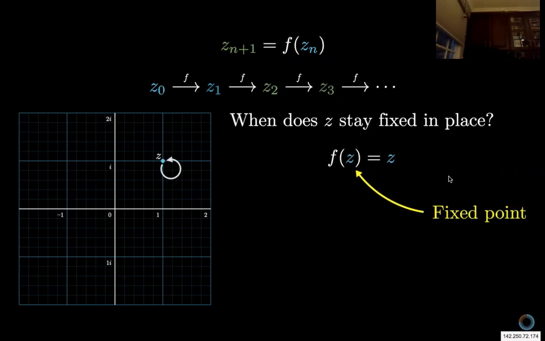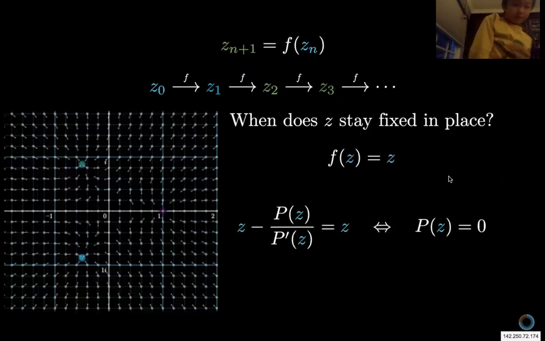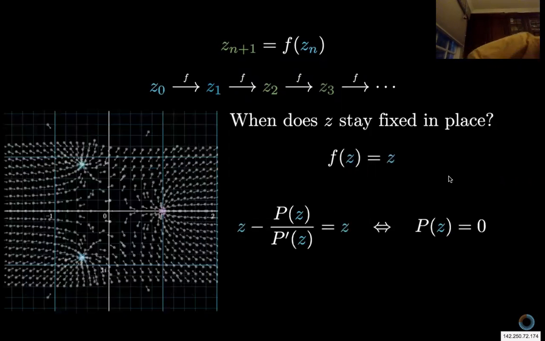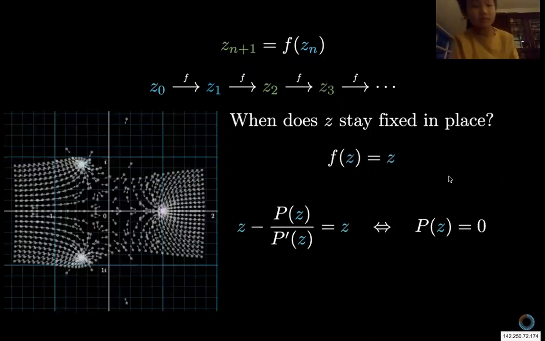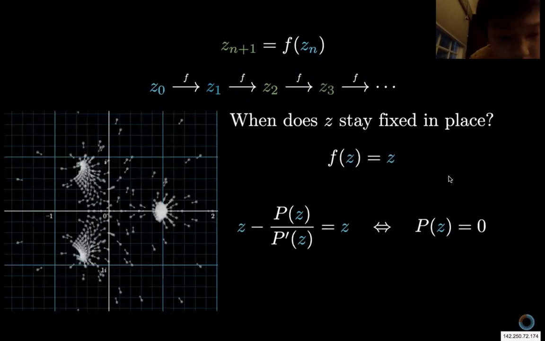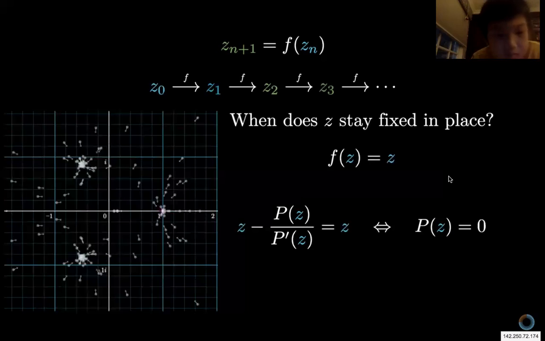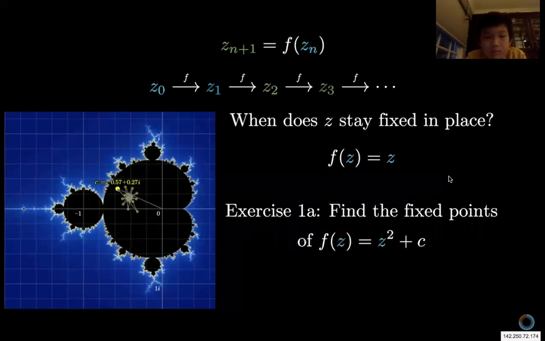In the case of the functions arising from Newton's method, by design, they have a fixed point at the roots of the relevant polynomial. You can verify for yourself, if p of z is equal to 0, then the entire expression is simply equal to z. That's what it means to be a fixed point. If you're into exercises, you may enjoy pausing for a moment and computing the fixed points of this Mandelbrot set function, z squared plus c.